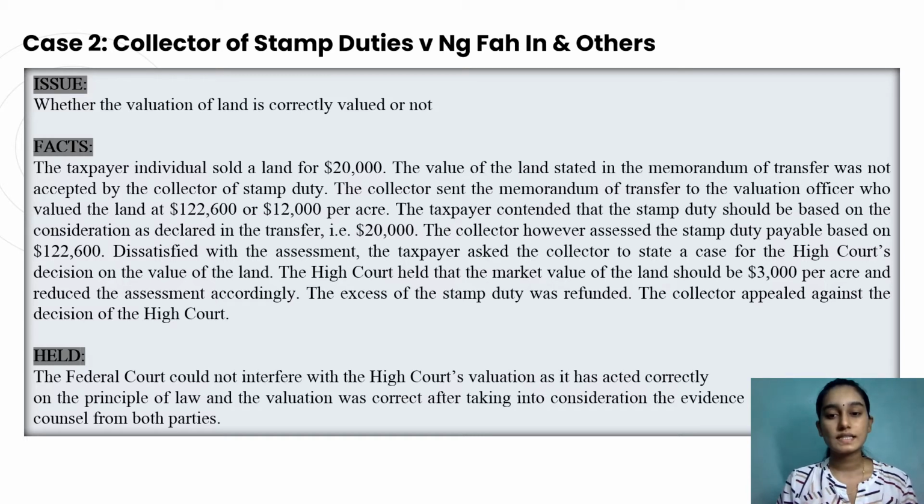The taxpayer was dissatisfied with the assessment since the collector assessed the stamp duty payable based on 122,600 instead of 20,000 as what the taxpayer thought. The taxpayer asked the collector to state a case for the High Court's decision on the value of the land. The High Court held that the market value of the land should be 30,000 per acre and reduced the assessment accordingly. The excess of the stamp duties was refunded. The collector appealed against the decision of the High Court.